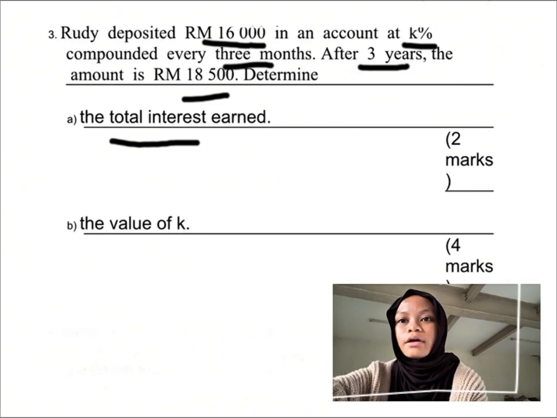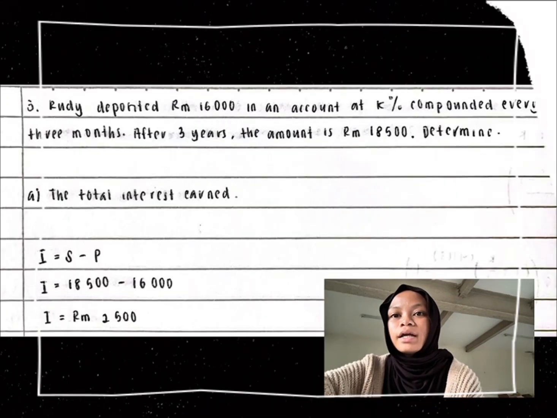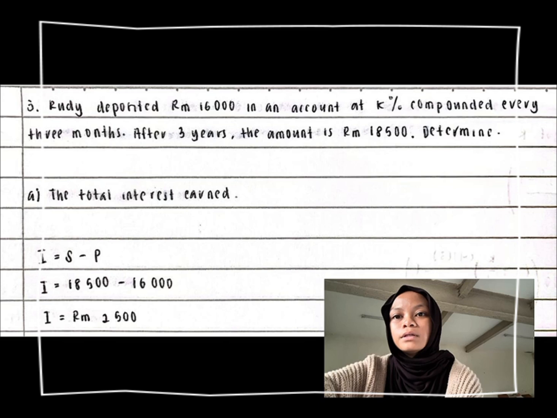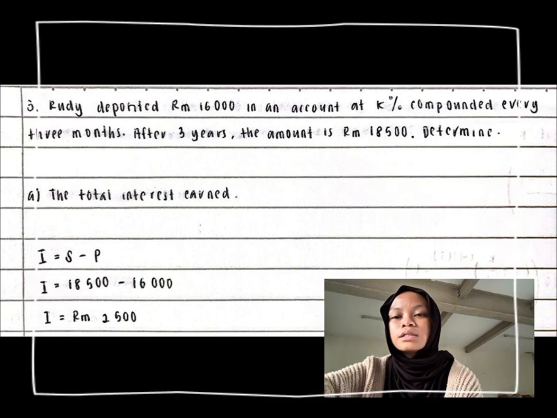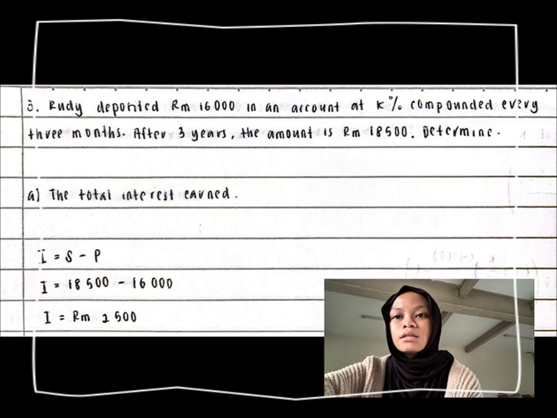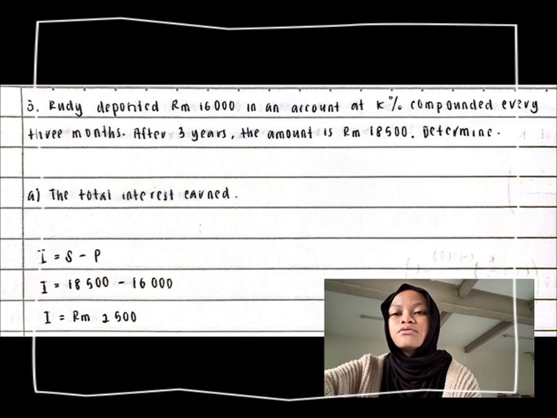Question 3. Rudy deposits 60,000 in an account at K% compounded every 3 months. After 3 years, the amount is 80,500. Determine the total interest earned. To find the interest earned, we simply subtract the principal. We use the interest earned formula. I equals S minus P. I equals 80,500 minus 60,000. I equals 20,500. So Rudy earned 20,500 in interest.